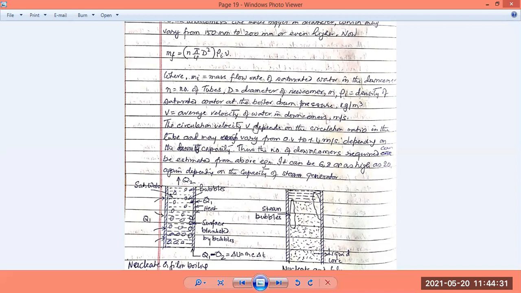So what is circulation velocity? It depends on the circulation ratio, which may vary from 0.4 to 1.5 depending on the capacity. Thus, the number of downcomers required can be estimated from the above equation. It can be 6 or 8 or as high as 20, again depending on the capacity of the steam generator itself.